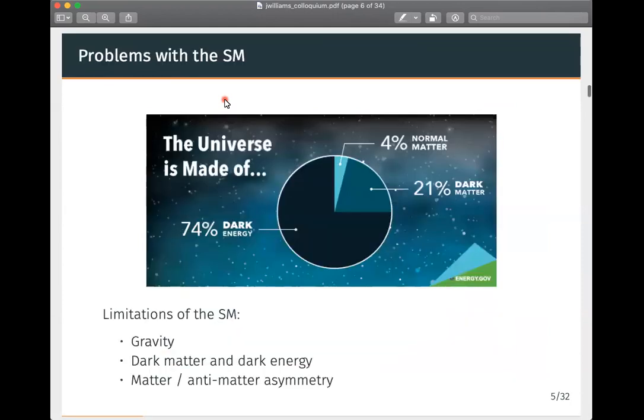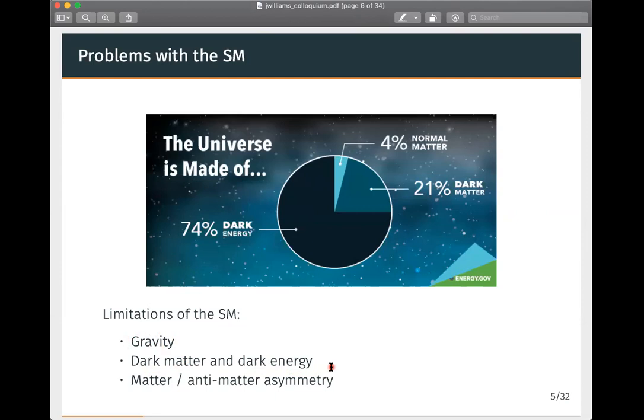So let me tell you a few of the problems with the Standard Model. One issue is that it describes 3 out of the 4 forces in nature. It describes the electromagnetic force, the strong force, and the weak force, but it doesn't say anything about gravity. Also, we know that there are things in our universe that we call dark matter and dark energy, and we see their effects out in space, but the Standard Model doesn't tell us anything about these either.